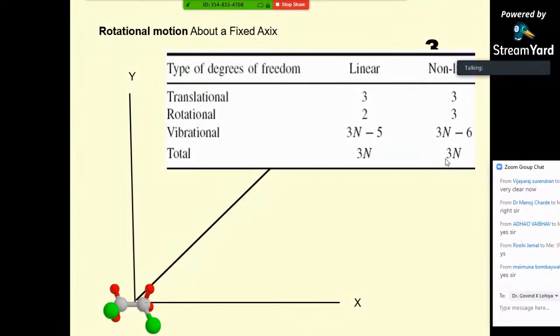So that is 3n minus 6, because 3n is coming from the total of rotational, translational, and vibrational. In reverse, if you want to calculate the vibrational, we have to subtract the translational and rotational from the total. So 3n minus 6. This many vibrations will be possible for a non-linear molecule: 3n minus 6, and 3n minus 5 for the linear molecule.